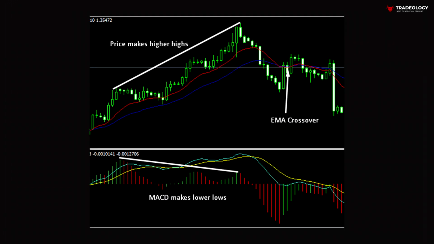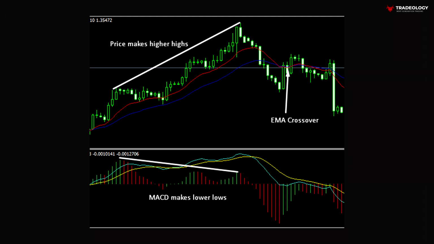Now, let's have a look at another example of MACD price divergence. Here, the price consistently made higher highs while the MACD histogram made lower lows. A dying momentum while the price continues its trend is the sign of a possible trend reversal. The downtrend continues on for a while after the market reverses.